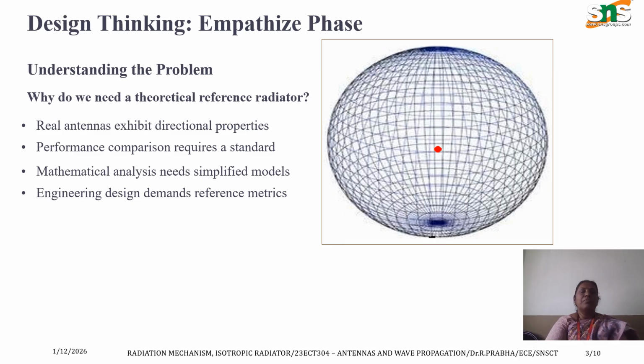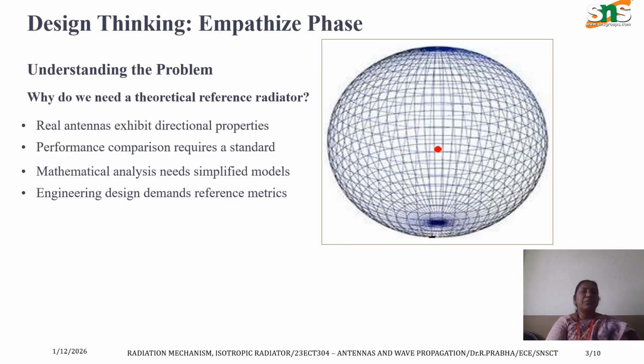So now we are going to discuss these antenna parameters and the isotropic radiator in the design thinking way. First, see the empathy part. In the empathy part, we must know what is useful as the theoretical reference radiator. Since we know that the isotropic radiator is a theoretical antenna which does not exist in practice, the need for this isotropic antenna is that real antennas exhibit directional properties.